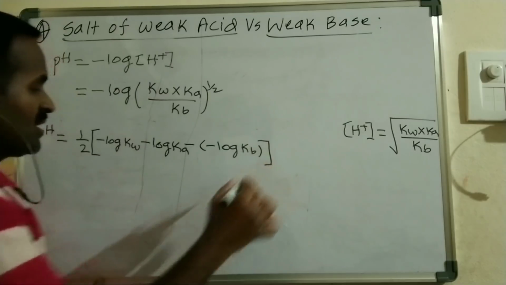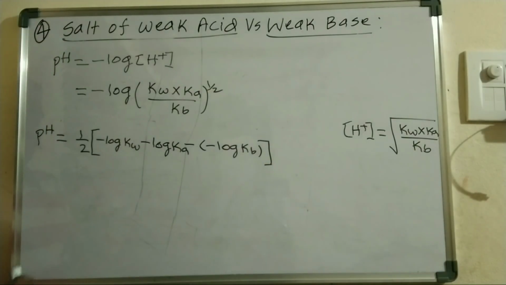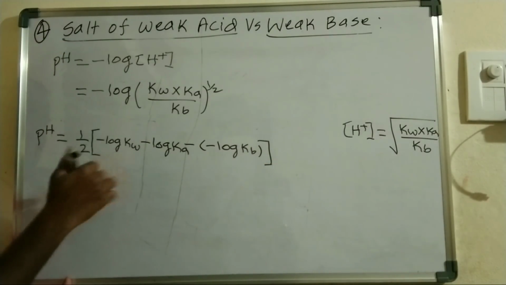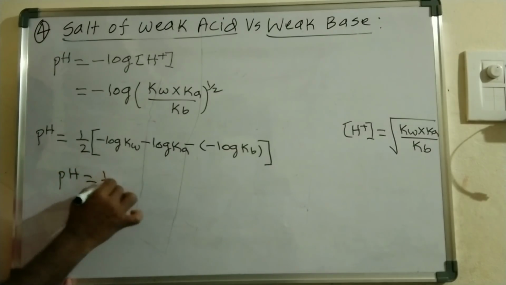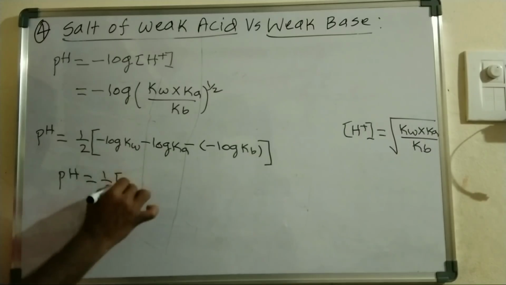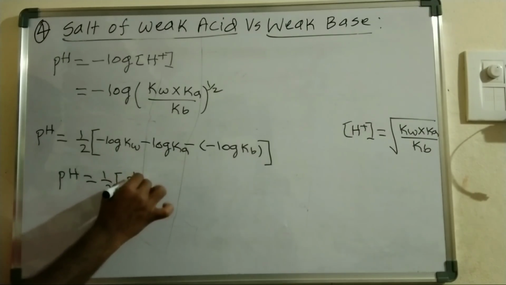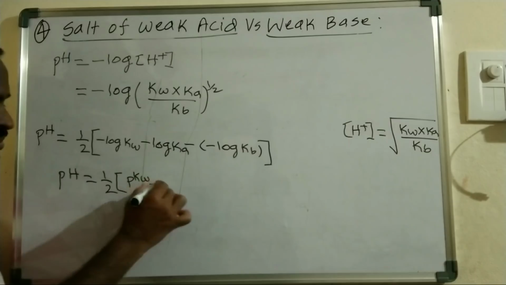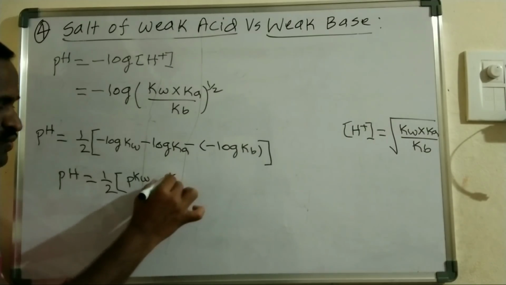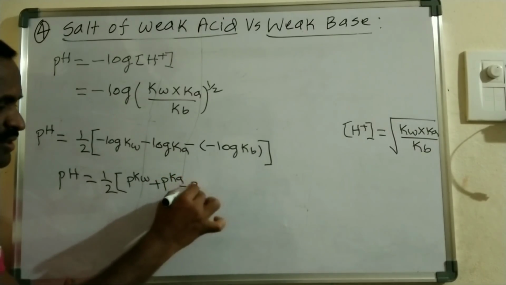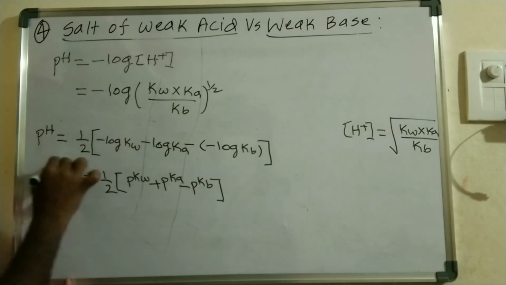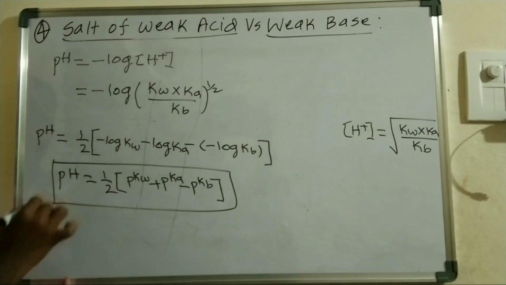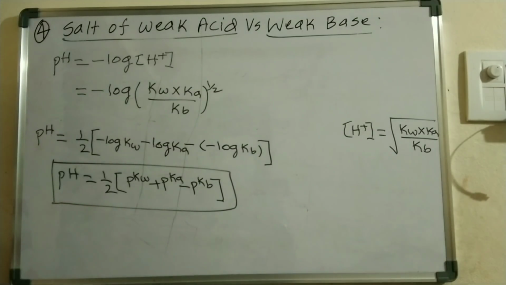So this is the formula to find out the pH. Minus log of K, simply I can write here: pH is equal to 1 by 2 of pKw plus pKa minus pKb. This is the formula to find out the pH of the salt of a weak acid and a weak base, right?